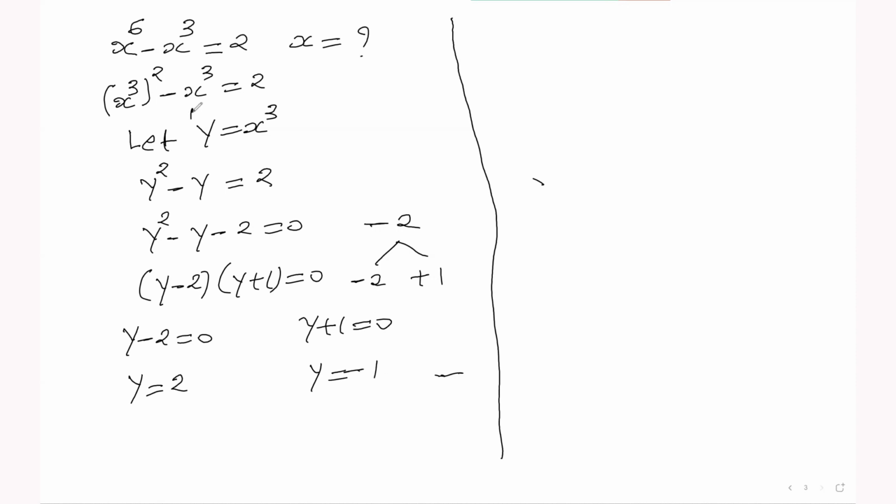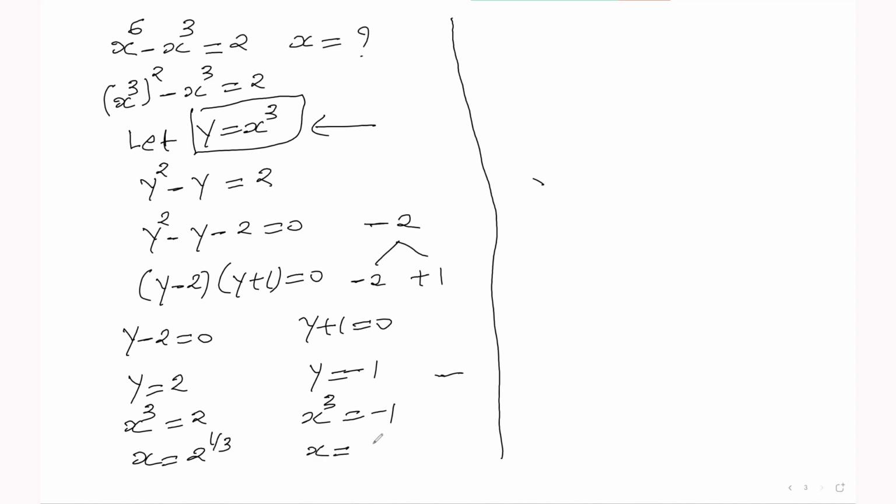But my y is x power 3. So this y equal to x power 3, I can put it back. So x power 3 is equal to 2 and x power 3 is equal to minus 1. Now, my x is going to be equal to 2 power 1 upon 3. And here my x is going to be minus 1 power 1 upon 3. But minus 1 power anything is minus 1, so minus 1 power 1 upon 3, the cube root of minus 1, is going to be minus 1. So that will be my two possible answers.